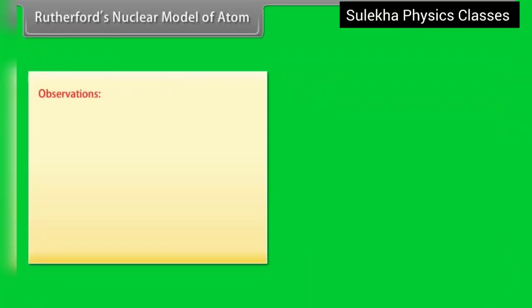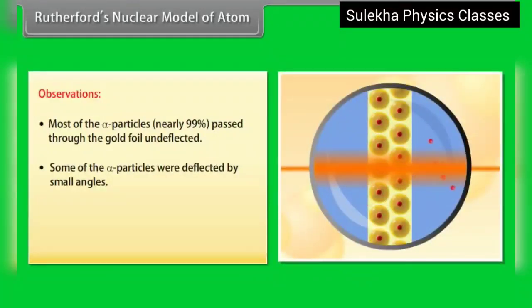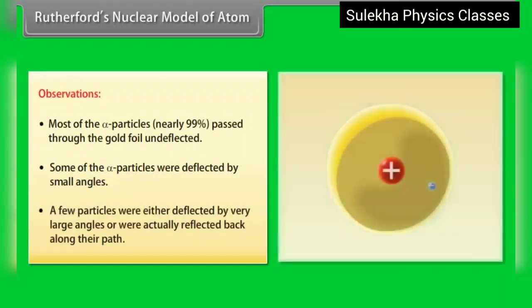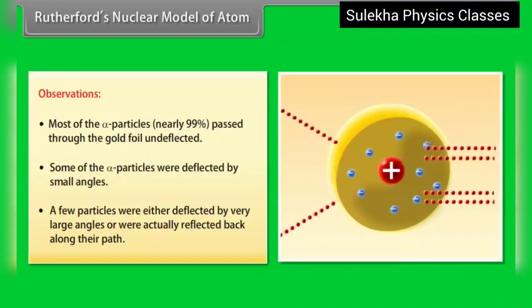Observations. Number 1. Most of the alpha particles, nearly 99%, passed through the gold foil undeflected. Number 2. Some of the alpha particles were deflected by small angles. Number 3. A few particles were either deflected by very large angles or were actually reflected back along their path.